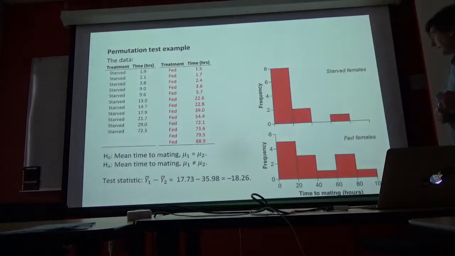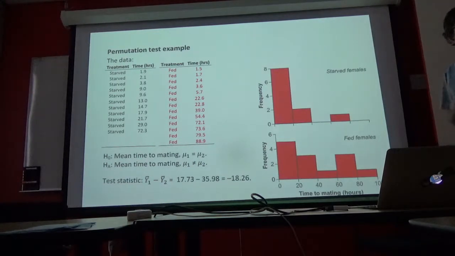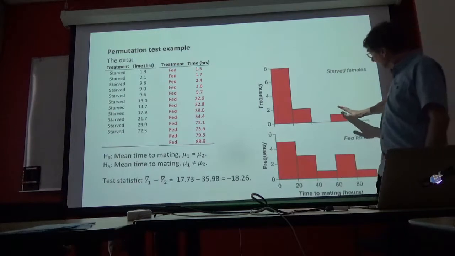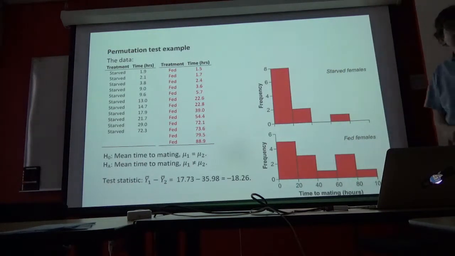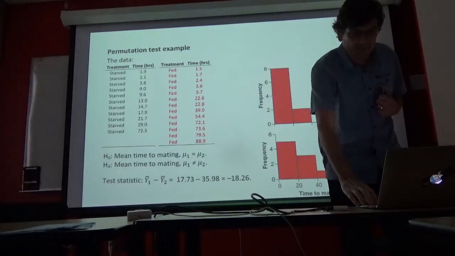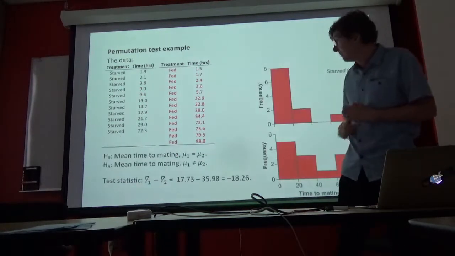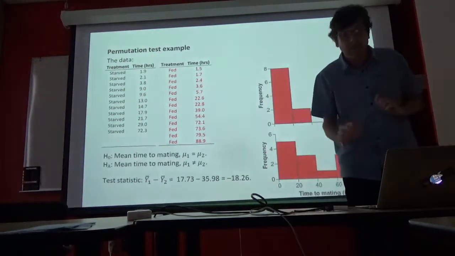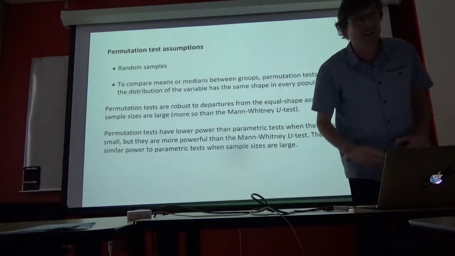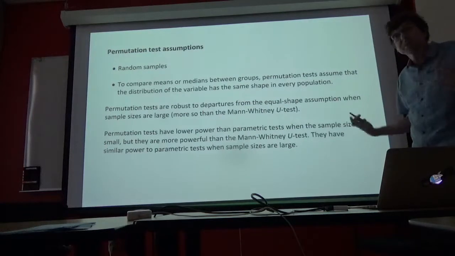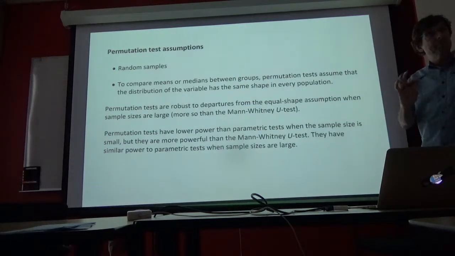In this case, that might not be exactly met. Again, sample size is small, but it looks like the distribution is more skewed in this group and more flat in this group. And that means that maybe the test of the null hypothesis of equal means is a little bit risky if this assumption is violated. The permutation test will tell us that the distributions are different, but that may not be what you want.